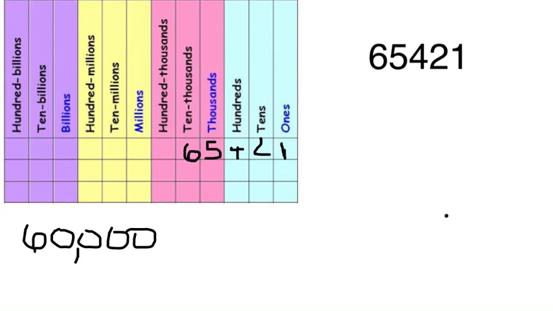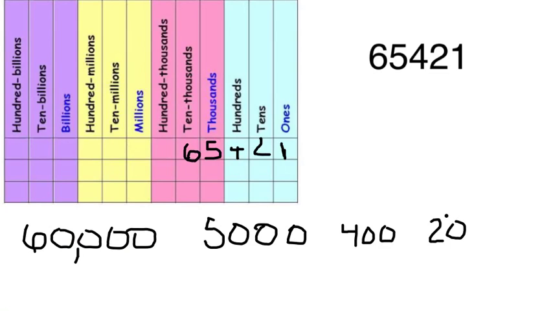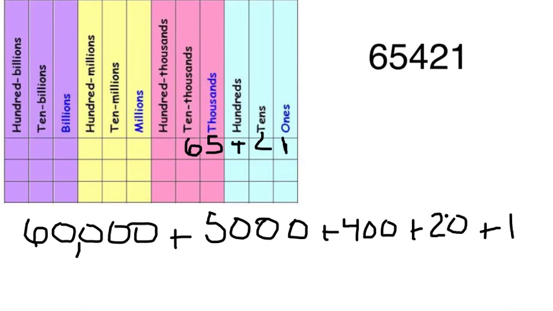The place value chart is helpful to see that after my 6 I should have 1, 2, 3, 4 zeros. Then I also have a 5 in the thousands place, so I'm going to write that as 5,000. I have a 4 in the hundreds, that's 400, a 2 in the tens, that's 20, and a 1. What I'm doing with these numbers is I'm stretching out each part of the number by place value, and then I'm going to need to add them together, and if I put them in expanded form correctly, when I add them together, I will get 65,421.